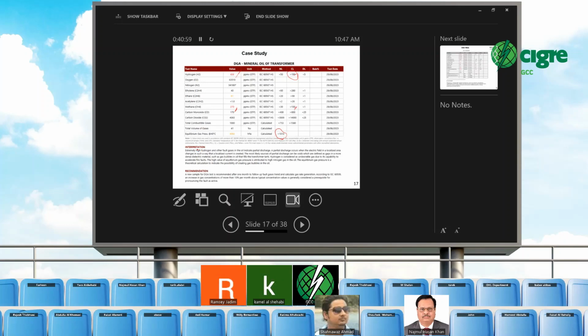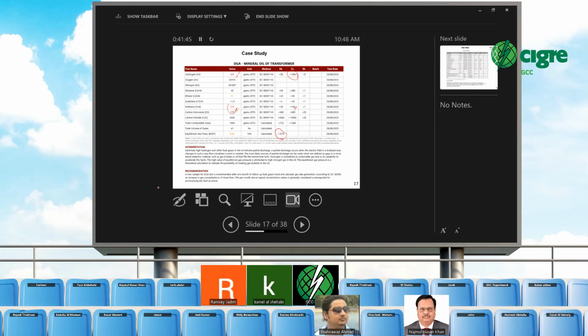But here, if we see the evaluation and interpretation of the result, we have something like this. Extremely high hydrogen and other fault gases in the oil indicate partial discharge. Partial discharge occurs when the electrical field in a local area changes in such a way that a local current is created. This information, we give it to the client. We need to reach them with the information and knowledge so that they understand what partial discharge means, and why it's very, very dangerous to have something like this.